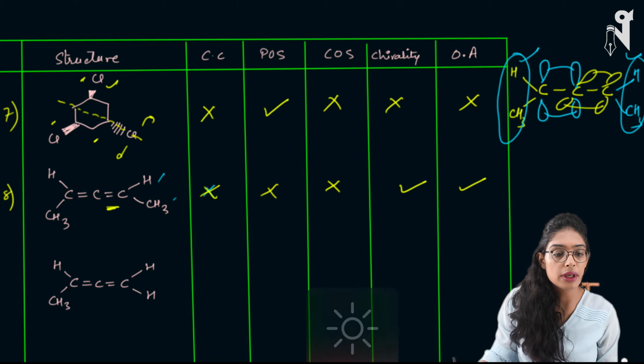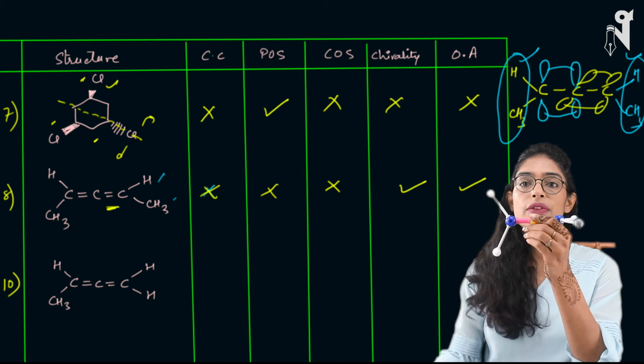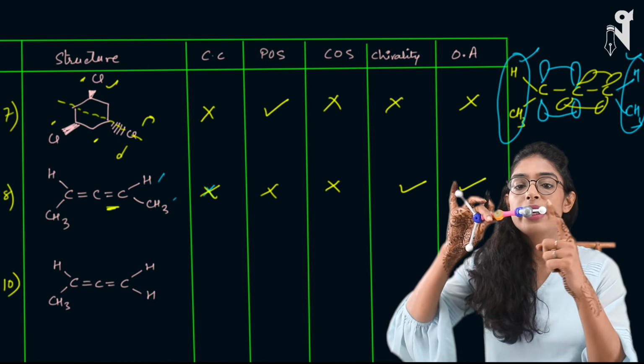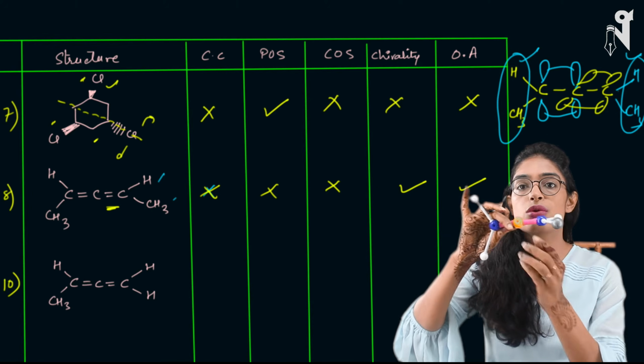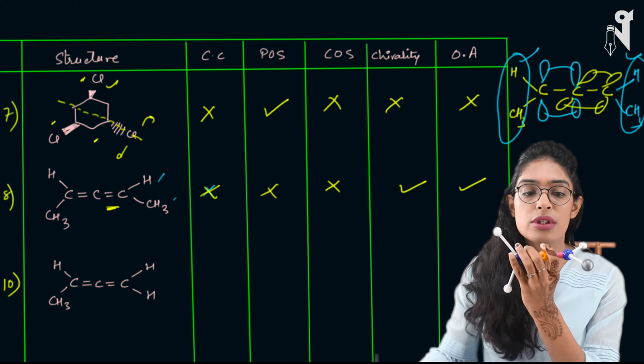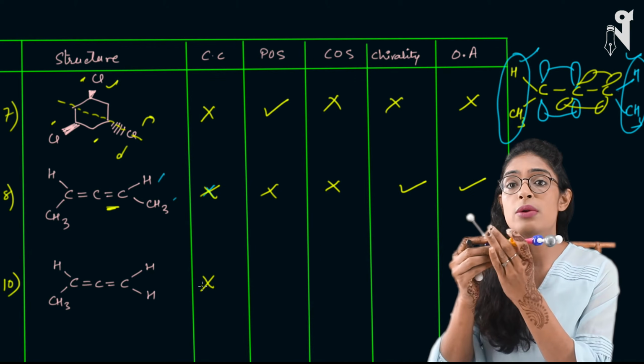Now let's talk about the next compound. So this is my next compound. In this compound, at one end both are hydrogens, and at the other end we have CH3 and one hydrogen, and then there is the carbon chain in the center. Now we have to see whether we have chiral centers or not. We don't have chiral centers. Do we have POS or not?